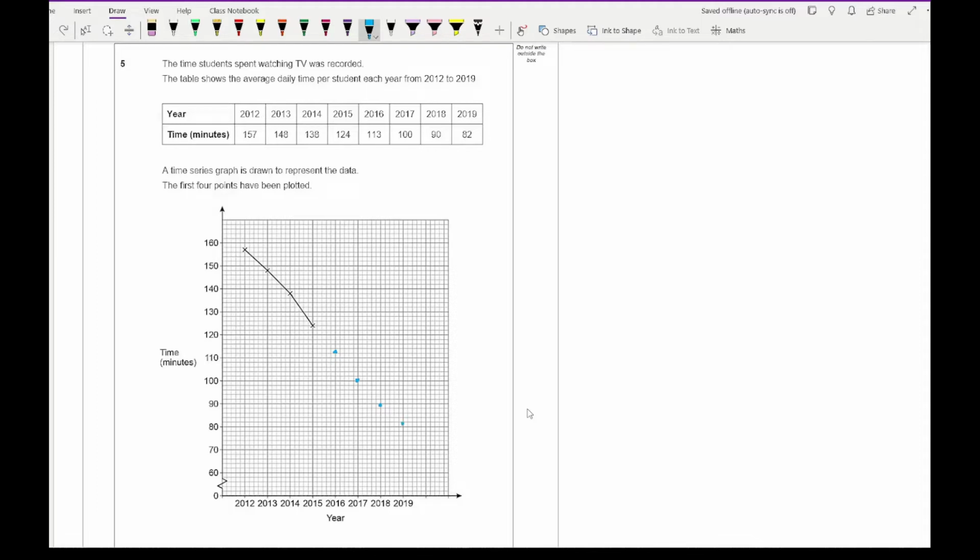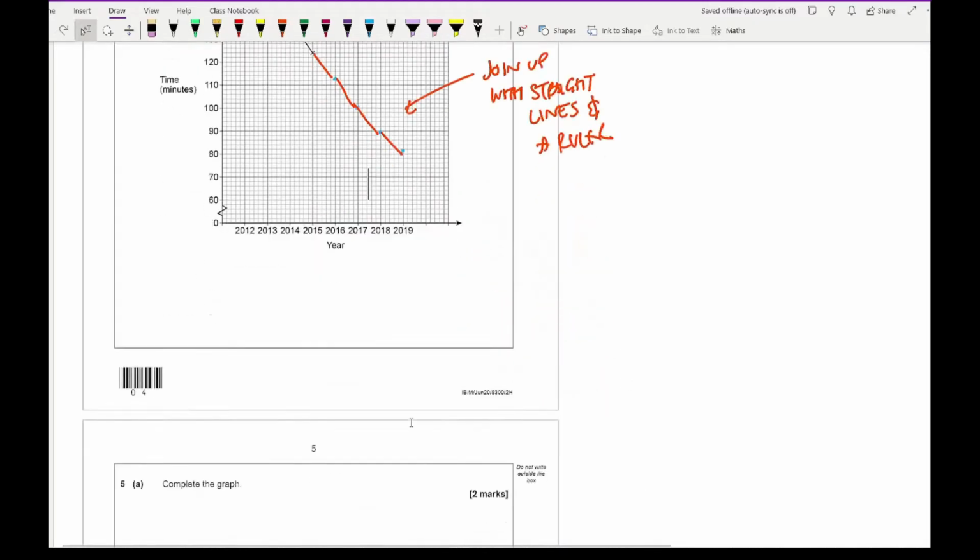And then what I then need to do is join those points up with straight lines. Now again, it's going to be a very tedious task, but what you want to make sure is, just right here, join up with straight lines. And of course, what it should look like is something that looks like that. Obviously it should be a lot neater than what I've done.